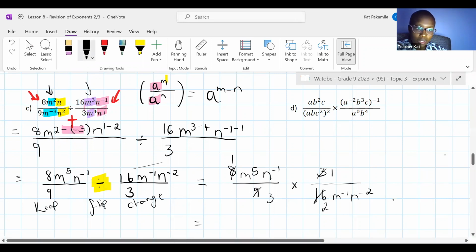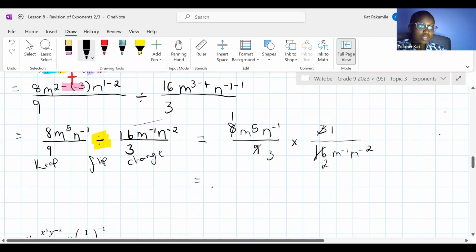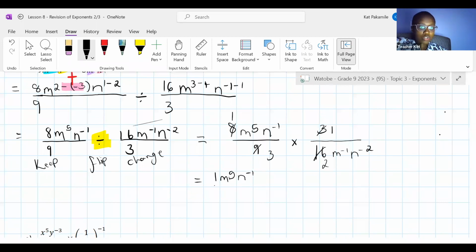Cool. When we divide with fractions, the rule is to change the denominator and numerator. If you're going to change it to multiplication, then you swap the denominator and numerator. Now I suggest we just multiply across. So you say 1 times m^5 n^-1 times 1, so it's just this over 3 times 2, which is 6 m^-1 n^-2.